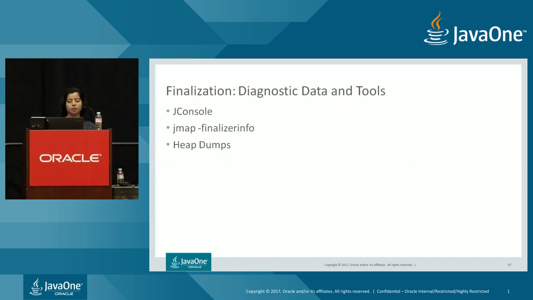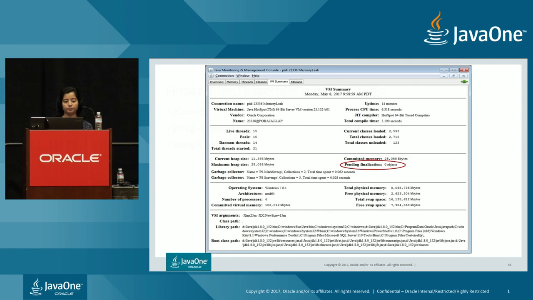So which diagnostic data and tools can help us? We can see objects pending finalization using JConsole, using jmap -finalizerinfo, and we can see information about the objects pending finalization using heap dumps as well.